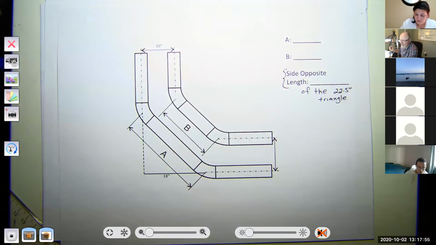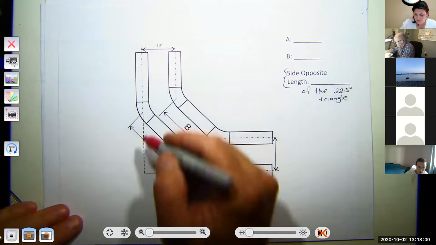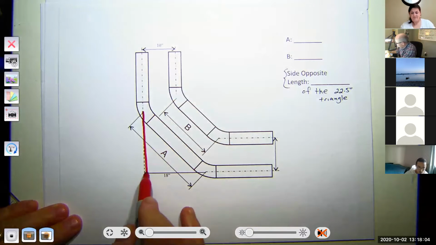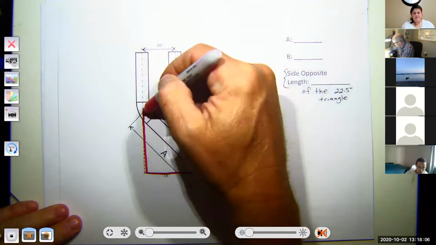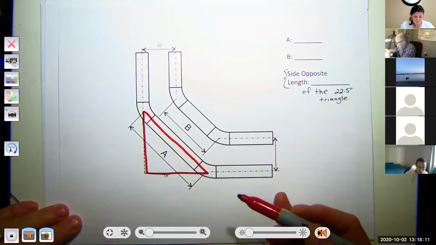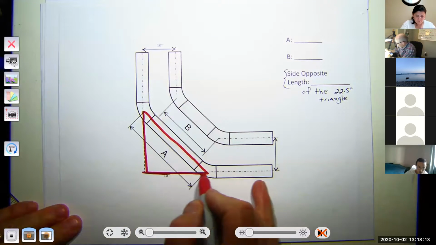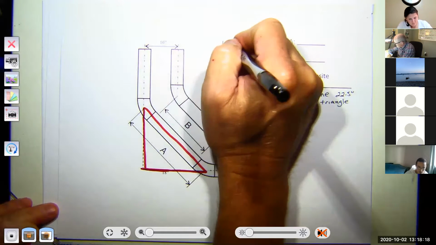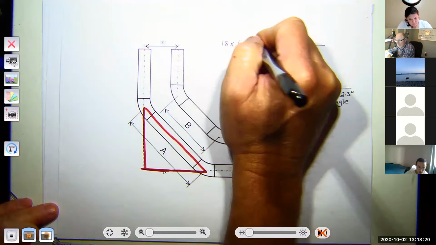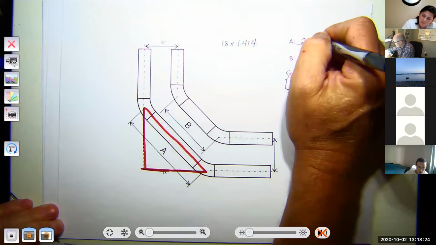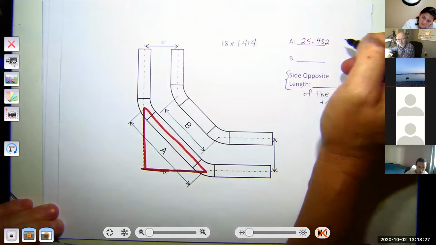Let's solve for A, measurement A. So you can see how the triangle is practically already drawn for us. So this is 18. So A is equal to 18 times 1.414, which is 25.452.